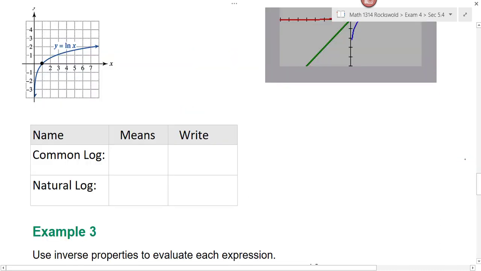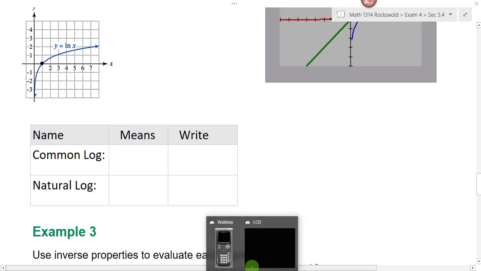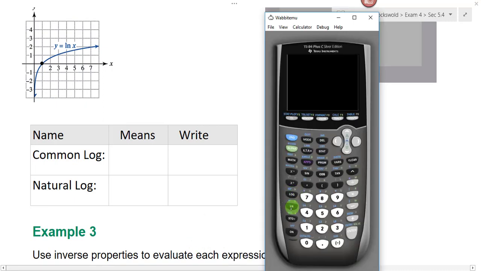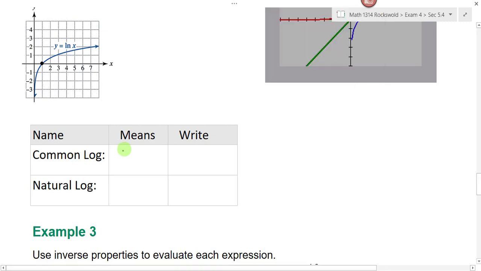Now there's two special logs that we talk about, and those are the ones that have buttons on the calculator. That would be the common log and the natural log. The common log means that we have a log base 10 of x, but what we write is the log without any base. A natural log means we have a log base e of x, but we don't write log base e, we write natural log x or ln x. And these are two buttons that we have on our calculators.